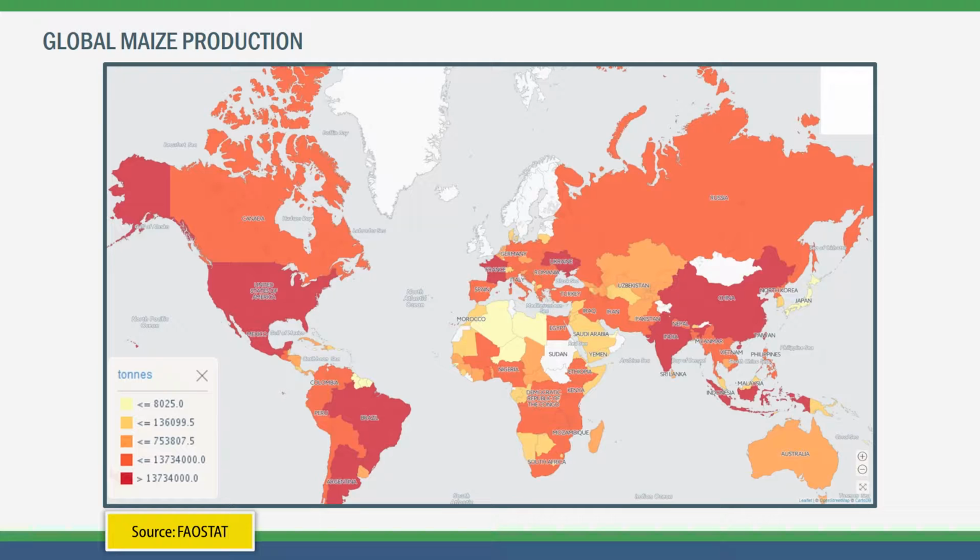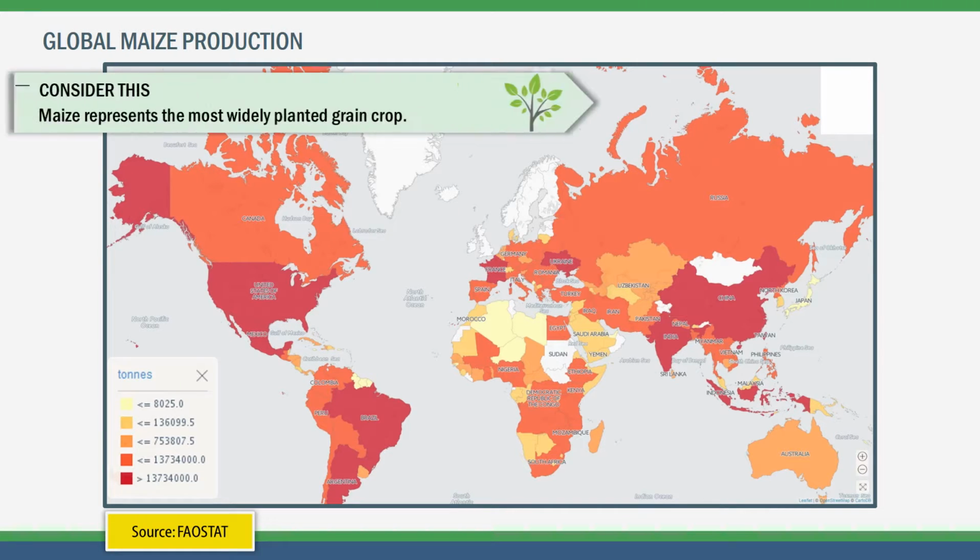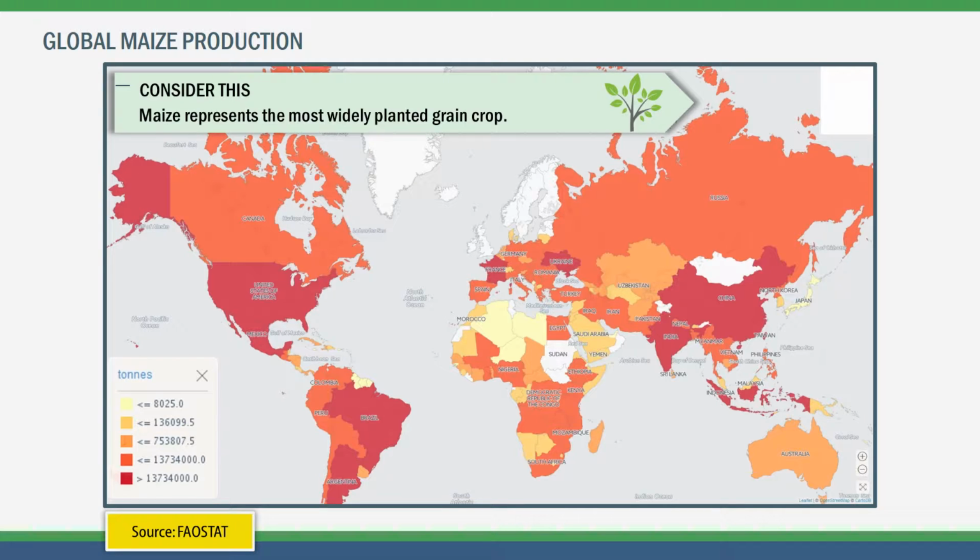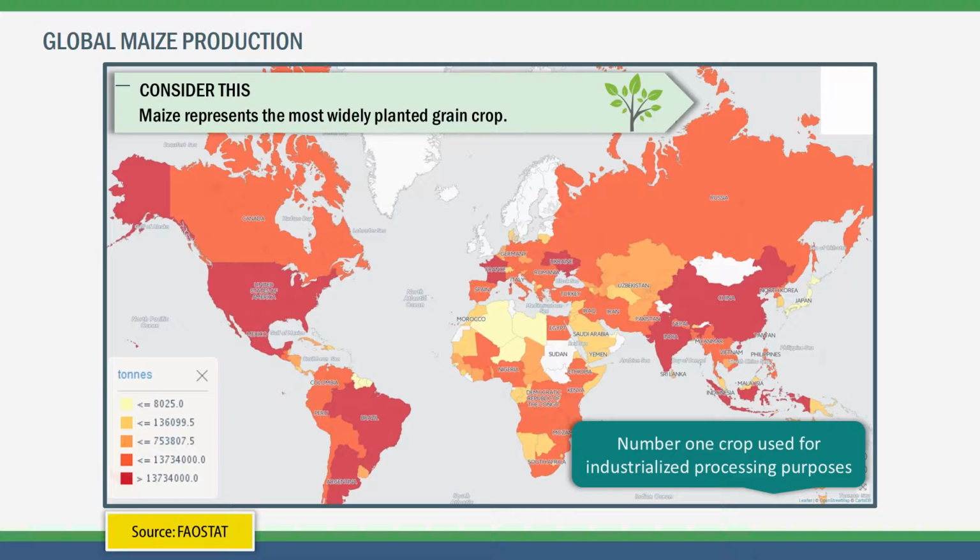This map illustrates the regions where maize production occurs. The darker regions represent higher levels of production output. Maize is being grown in most of the countries around the world and represents the most widely planted global grain crop. Global maize production almost reached 873 million metric tons in 2012, with a worldwide production value of over $53 billion. Maize is also the #1 crop used in industrial food processing purposes, comprising up to 40% of all ingredients used in processed foods.